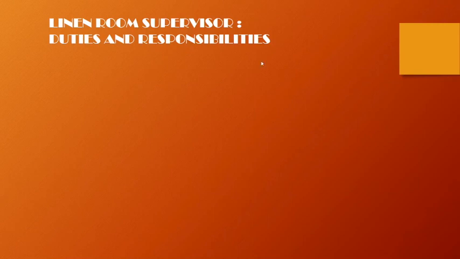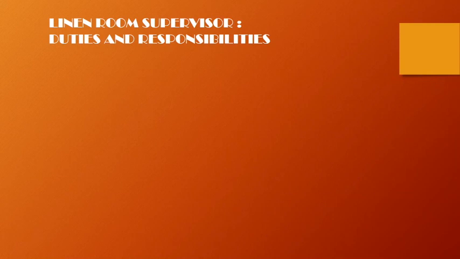Next, we come to the linen room supervisor's job description. A linen room supervisor is responsible to oversee the team of linen and uniform attendants so that they achieve the operational objectives set by the hotel. They also set up standards and ensure that everybody follows them.